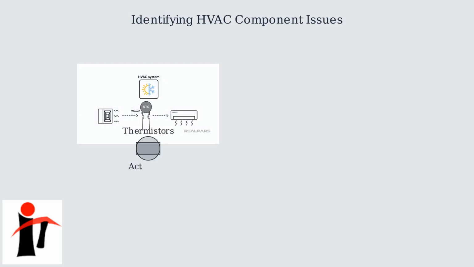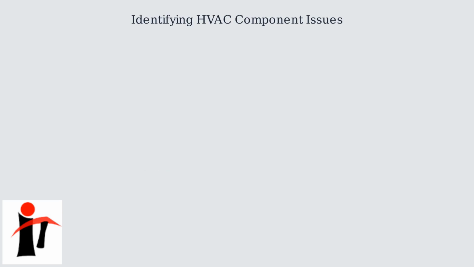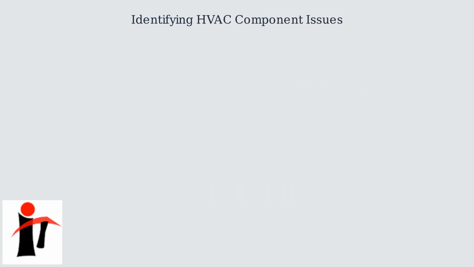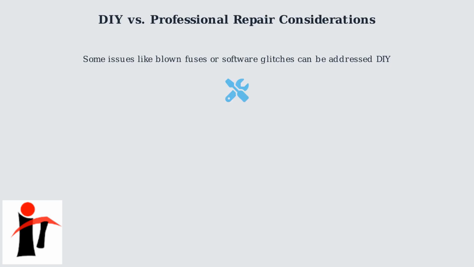Malfunctioning thermistors, which are temperature sensors, and actuators that control airflow, can lead to inaccurate climate control. These components detect and adjust temperatures, but may fail over time. The control loop manages the entire system, but when components fail, professional diagnosis is often required to identify the exact issue. Some issues like blown fuses or software glitches can be addressed DIY.